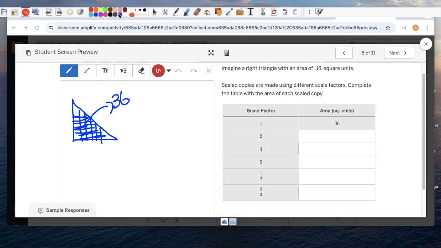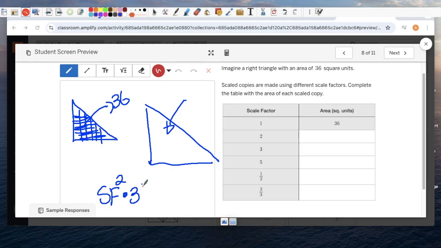So if somebody said, let's use a scale factor and double this triangle dimension-wise, so it got bigger by twice the dimensions, how many square units are inside here? Well, we know the pattern. We take the scale factor, raise it to the second power, and then multiply by the area of the original triangle. The scale factor here is 2, so we take 2 to the second power, which is 4, and multiply by 36. 36 times 4 is 144.